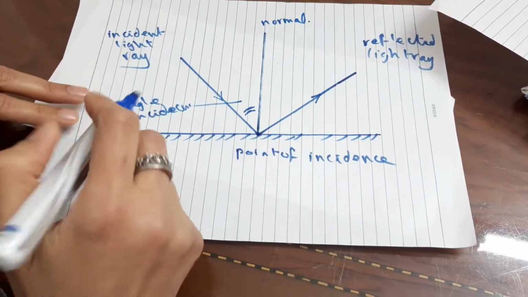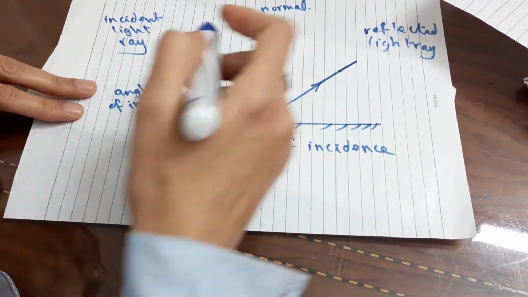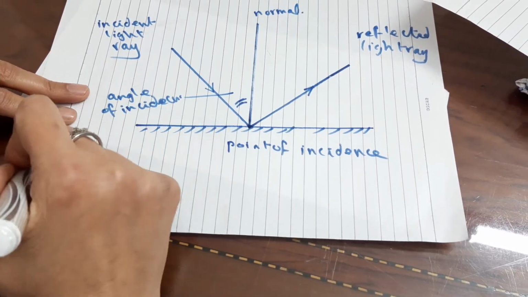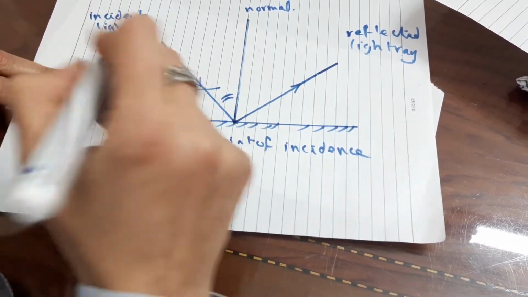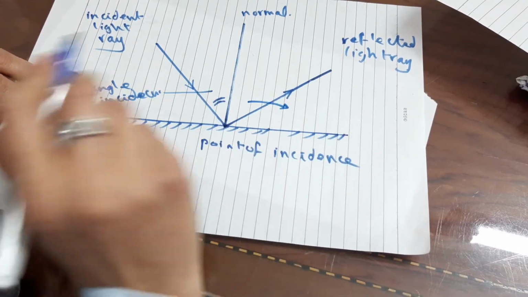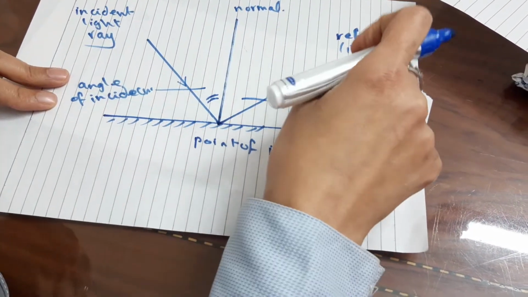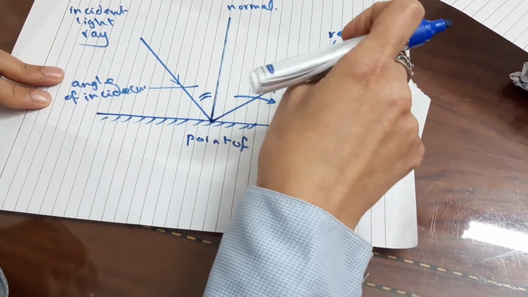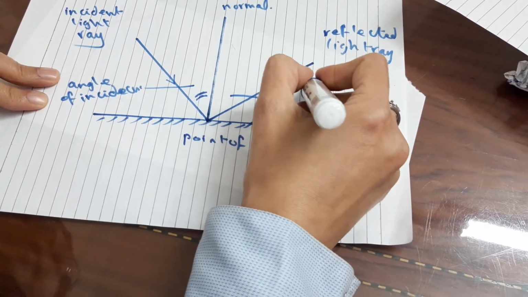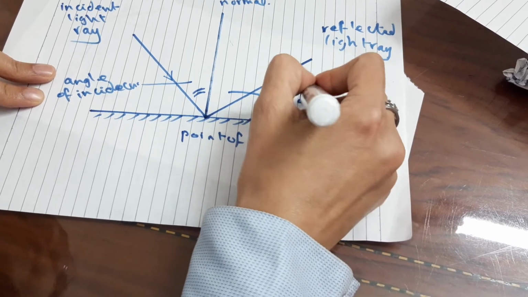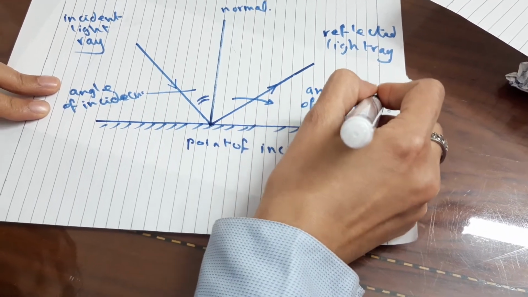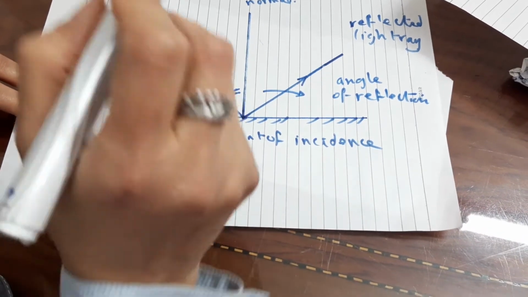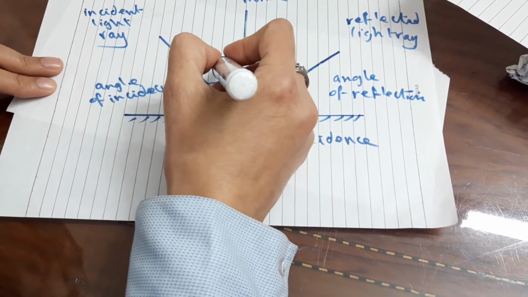So the angle between the incident light ray and the normal is called the angle of incidence, while the other angle lies between the reflected light ray and the normal. What is it called? It is called the angle of reflection. Notice that the angle of incidence always equals the angle of reflection.